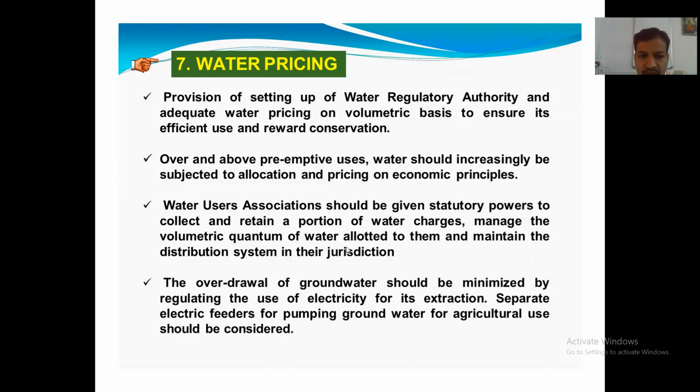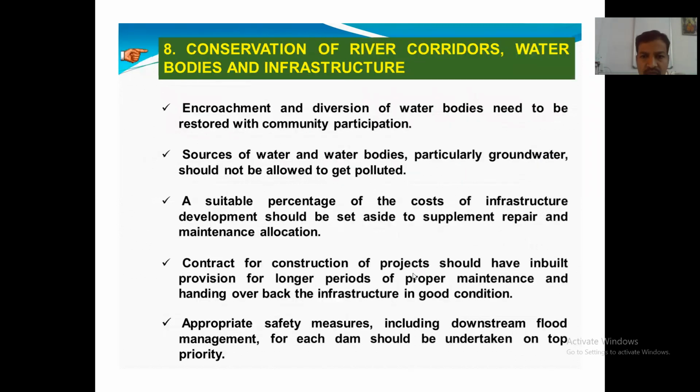The water pricing should be based on the use of the water over and above preemptive uses. Water should increasingly be subjected to allocation and pricing on economic principles. It depends upon the use of the water. This pricing should be done, and conservation should be made.